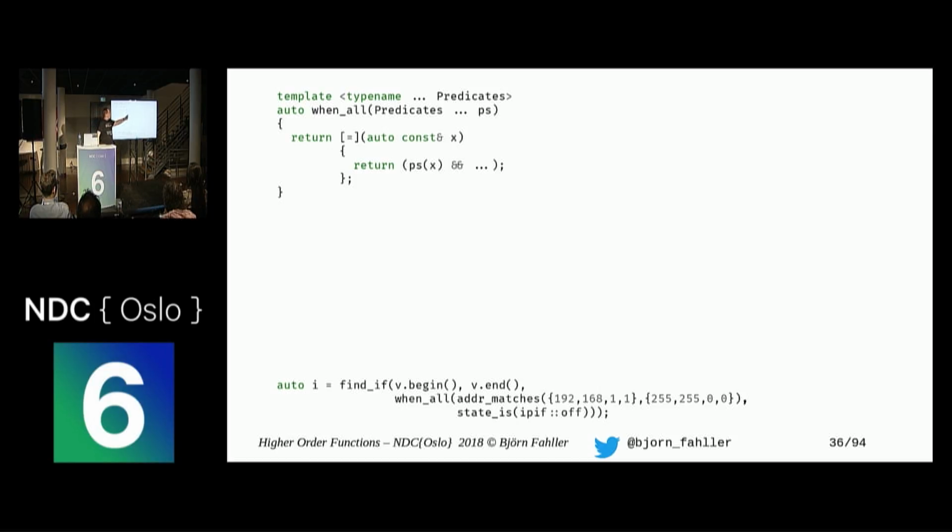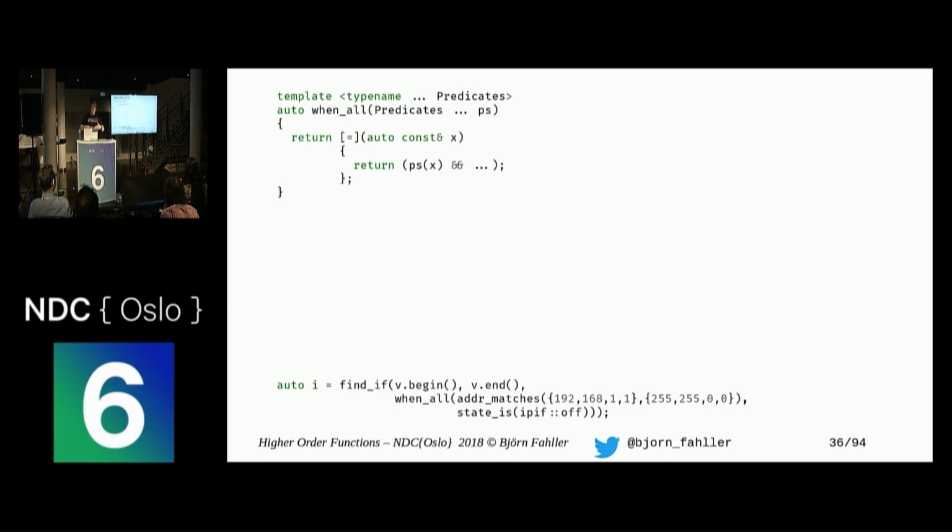What this fold expression means is that the P is the predicate. It just sort of introduces the beginning of something. So we say, I want this expression to be P of X expanded over all the Ps, in this case with logical AND. So in this call, Ps will be both address matches and state is. And it will expand to first call P of X, or rather, P of X will be address matches 192.168 subnetwork, logical AND with the rest, state is off.